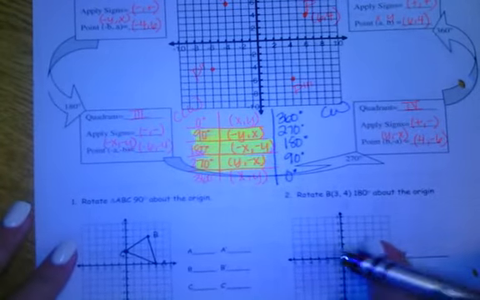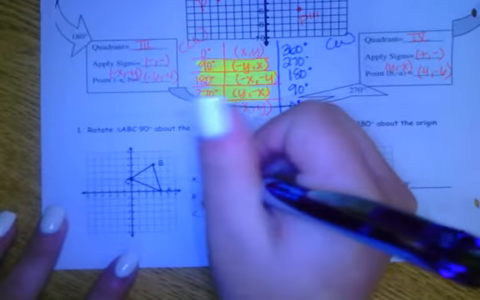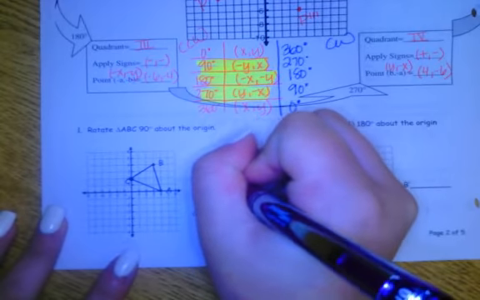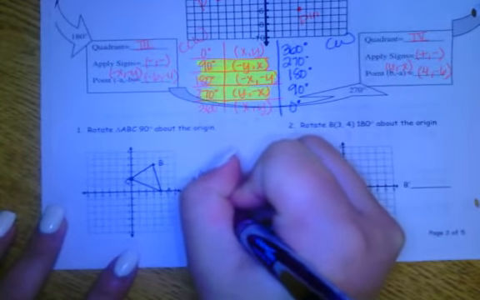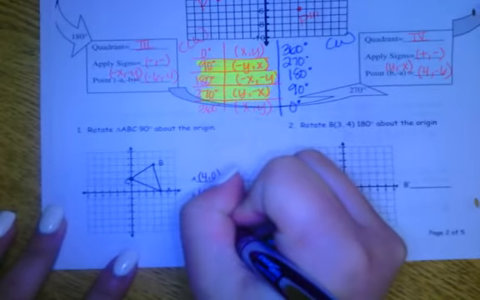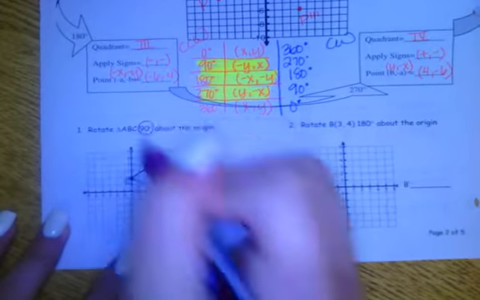Alright, number 1. Rotate ABC 90 degrees about the origin. Are we going clockwise or counterclockwise? Counter. Remember, if it does not say clockwise, it is always counterclockwise. Where is A currently? 4, 0. Where is B currently? 3, 4. C? 0, 2. Okay, 90 degrees counterclockwise.